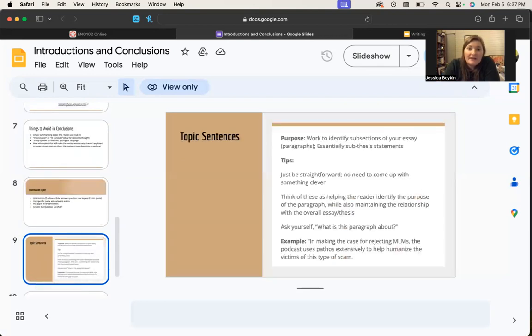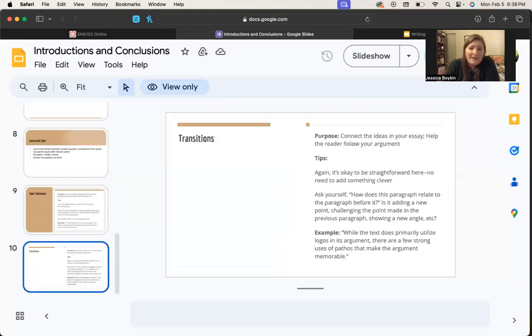Okay, then the next thing I talk about is topic sentences, and I give some examples for how you could write a topic sentence. Basically, your topic sentence is going to be the first sentence of your paragraph, and it's going to tell us what the main idea of the paragraph is. In other words, what the thesis statement of just that paragraph is. Again, some suggestions here.